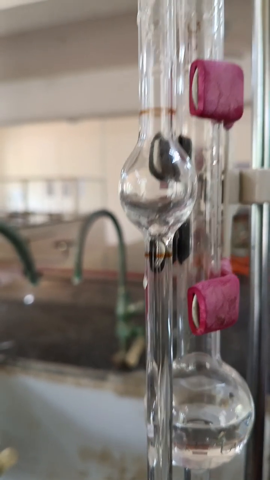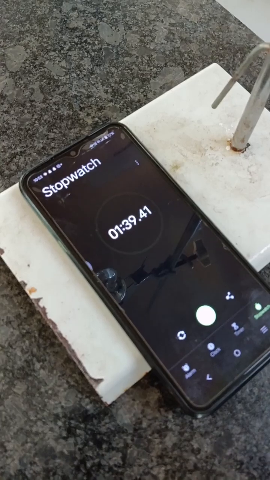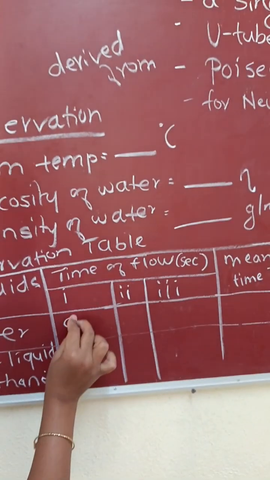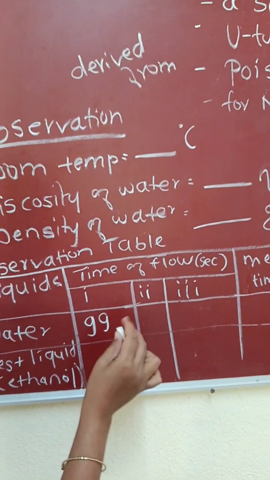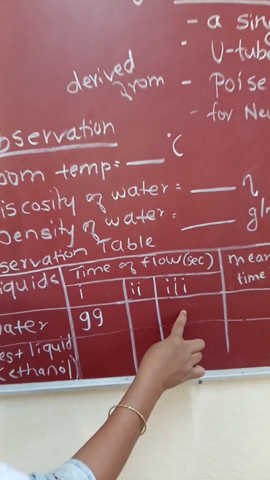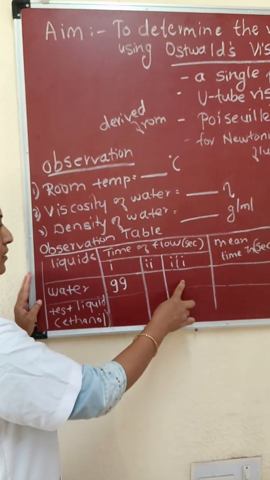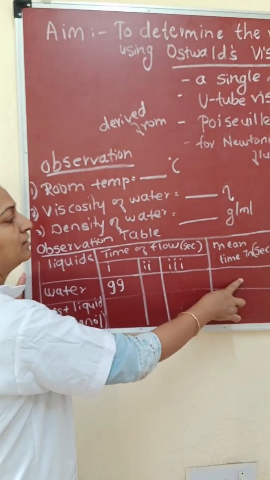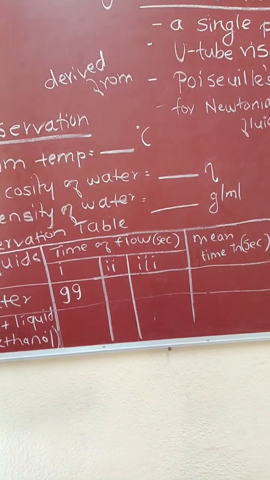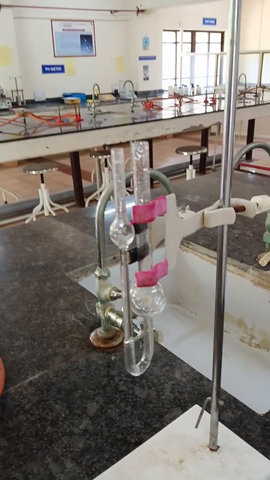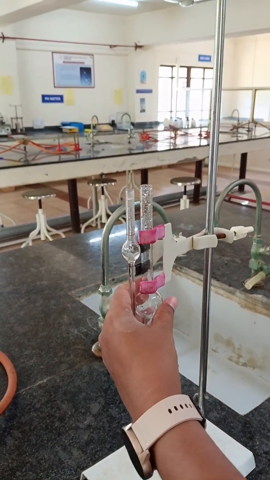Note the seconds. 1 minute 39 seconds. The first reading is 99 seconds. Similarly, you have to take 2 more readings and then calculate the mean. Same way, after water, rinse the viscometer properly.